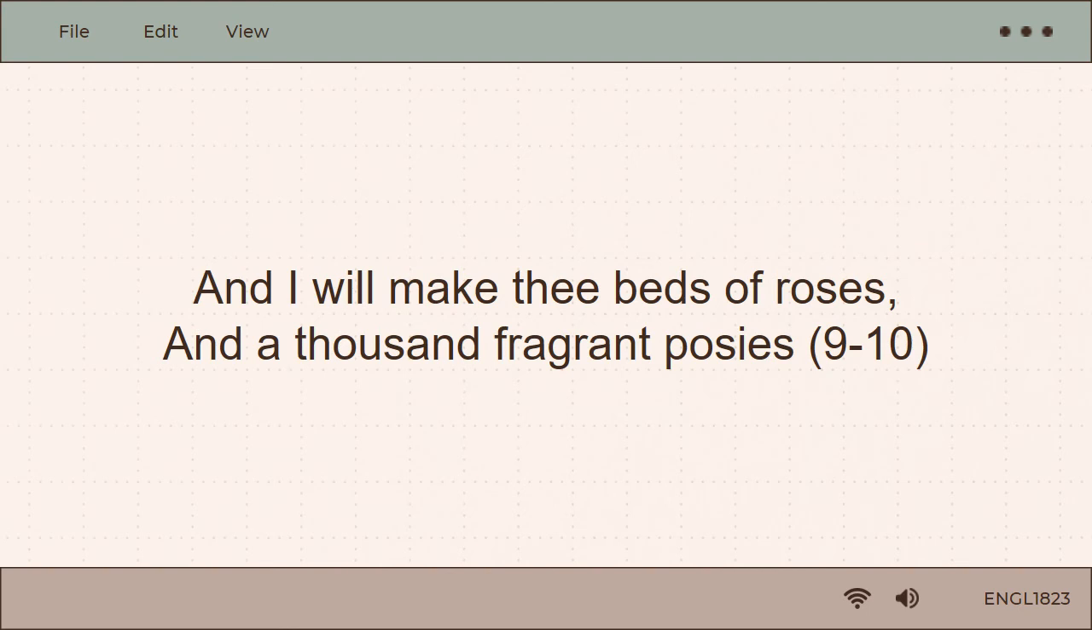Take a look at this couplet from the third stanza. "And I will make thee beds of roses and a thousand fragrant posies." A perfect line of iambic tetrameter should end in a stressed syllable. But in line 9, Marlowe forces an extra unstressed syllable onto the end of the line, the "-ses" of "roses." You might think this would mess up the meter, but if you read the line aloud, the extra syllable adds a little pizzazz to the line without making it feel awkward or jarring.